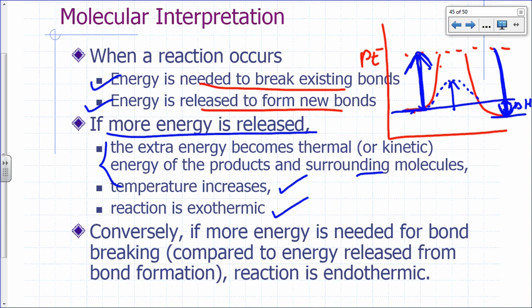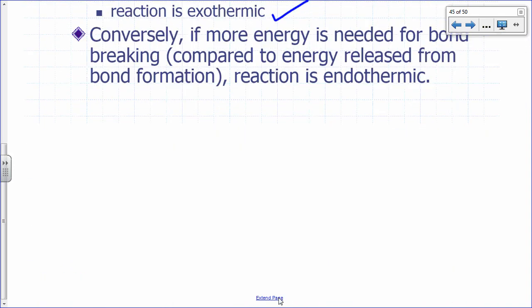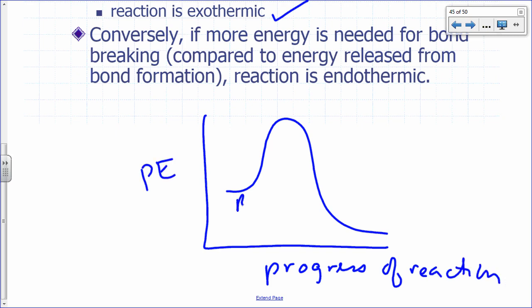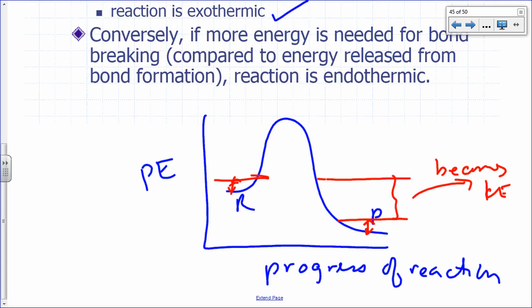Okay. So think of this diagram. Let me show you a better diagram. If this was to scale, here is the progress of the reaction, and you have your potential energy here, reactants, products. This might be the kinetic energy right here of your reactants. Once you get to the product side, if this is the kinetic energy of the product, this extra energy right here is released to the surroundings, so it becomes kinetic energy. So the net effect is you have conversion of potential energy to kinetic energy if you have an exothermic reaction.